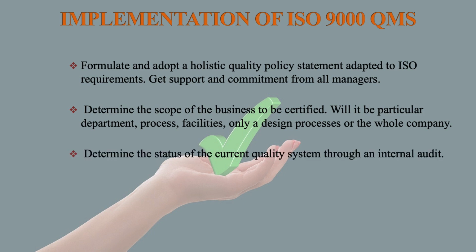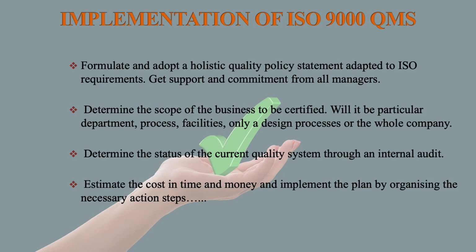Determine the status of the current quality system through an internal audit. Estimate the cost in time and money and implement the plan by organizing the necessary action steps. So when a company is going to implement, one has to think of all these things. Formulate and adopt a holistic quality policy statement adapted to ISO requirements. Get support and commitment from all managers. This is very much required.